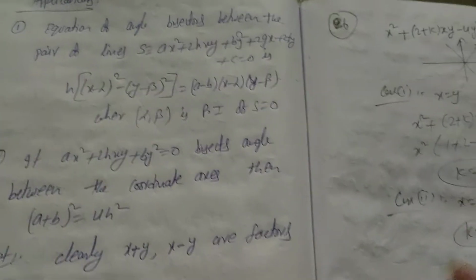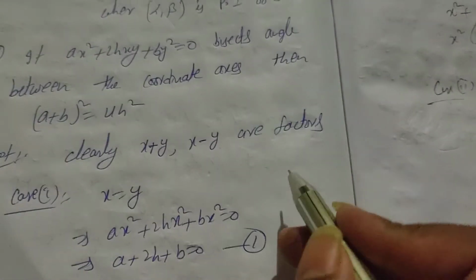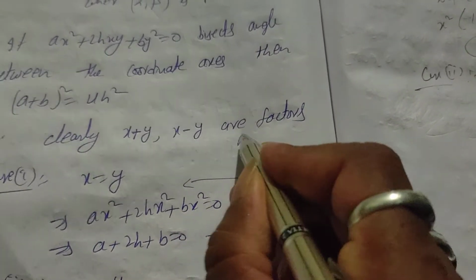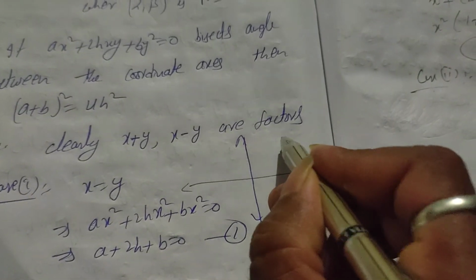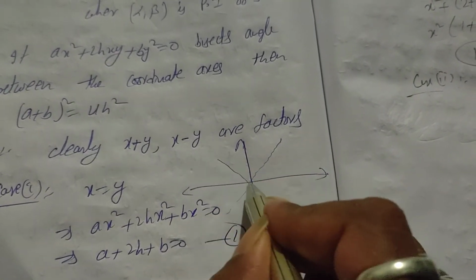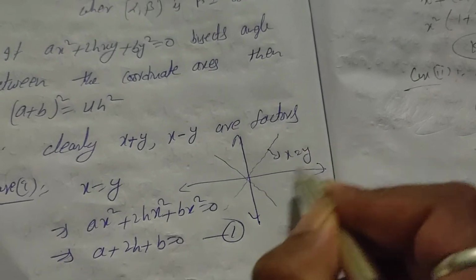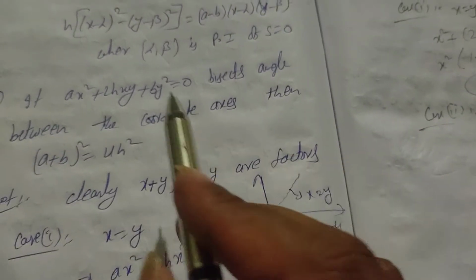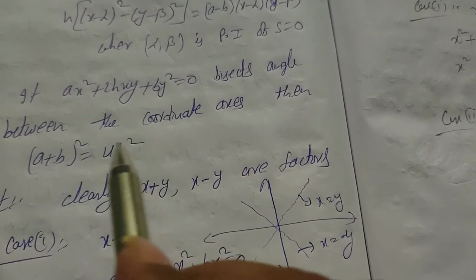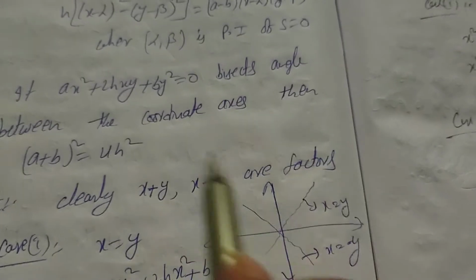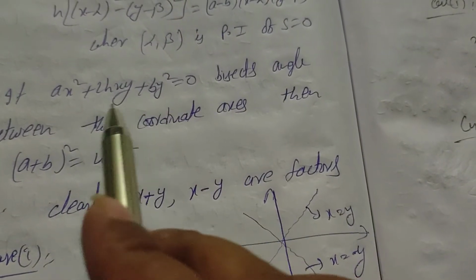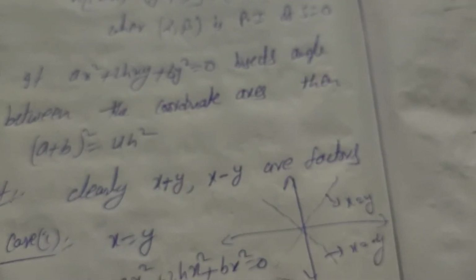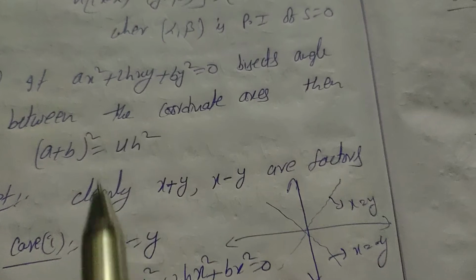If you take a rough diagram, let us consider this as the coordinate axes. The angular bisectors of the coordinate axes are these two: one is x is equal to y, another one is x is equal to minus y. Whenever the equation represents the angular bisectors of the coordinate axes, x is equal to y satisfies this equation, and x is equal to minus y also satisfies this equation. So here we have two conditions.